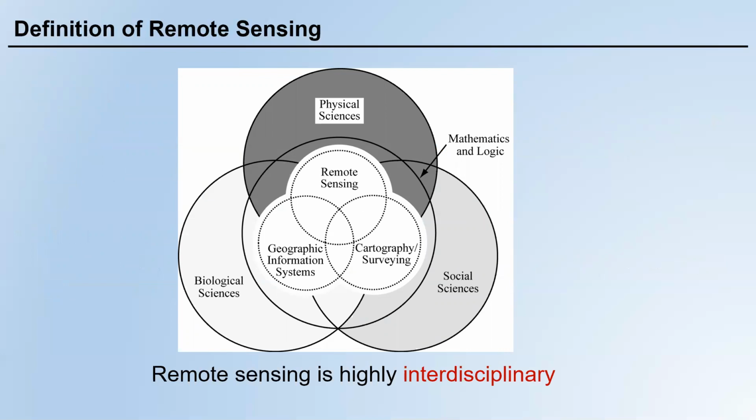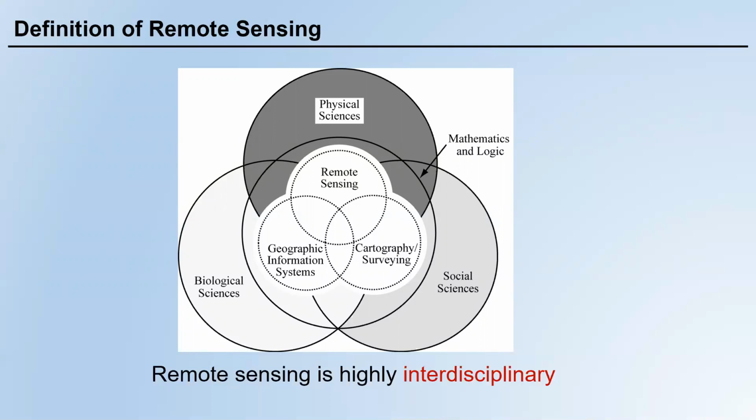Remote sensing is highly interdisciplinary, which means remote sensing is a combination of a lot of things, right? We need to use sensors. What are sensors? In order to design sensors, in order to manufacture sensors, we need knowledge from physics. Specifically, we need knowledge from optics. We also need knowledge about engineering, right? That's the very beginning of remote sensing.